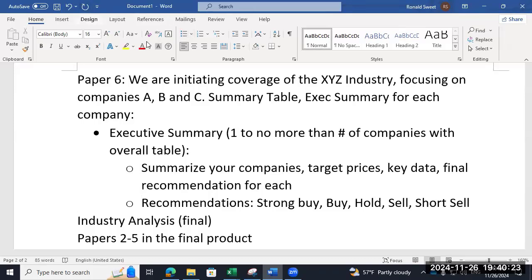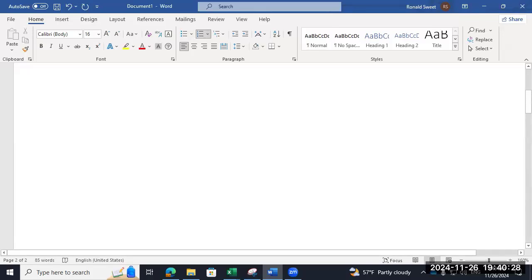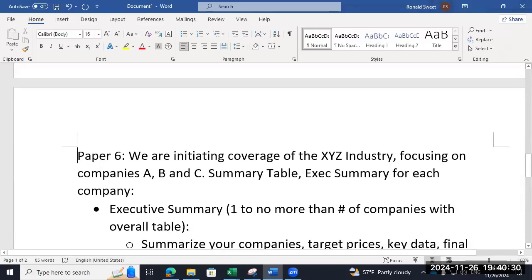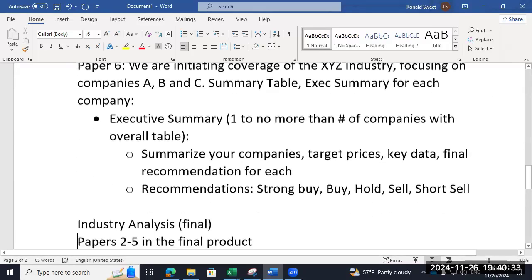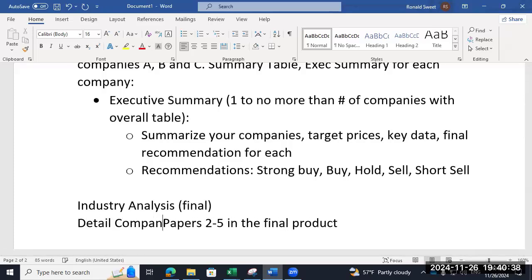Then you're going to have your industry analysis. That comes right after that. So you're initiating coverage on this industry. Start with your industry analysis. Then you have your detailed company analysis. There are going to be some formatting issues that you'll definitely have when you try to bring all these papers together. So make sure you have those put together. That's probably going to take you some time. So you might have one person assigned to get that formatting.